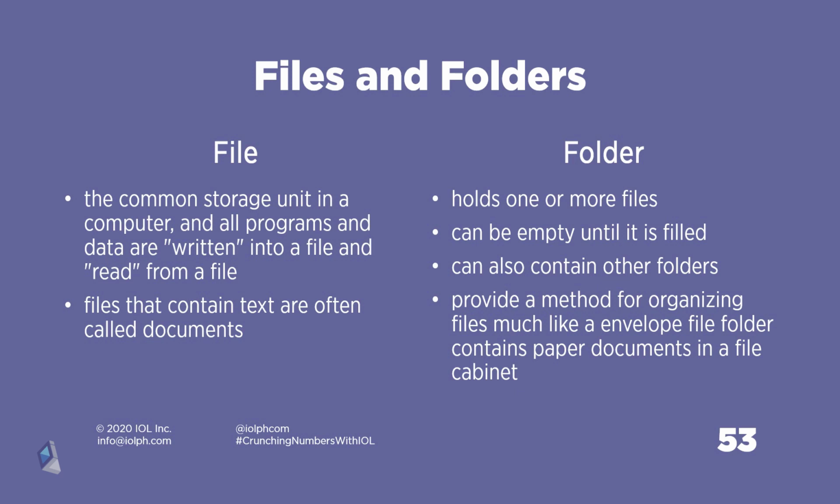But let's first define what a file is. A file is the common storage unit in a computer, and all programs and data are written into a file and read from a file. It's the basic storage unit, and there can be several types of files. I'll talk about some of them later. But the most common file is called a document. A file that contains text is often called a document.